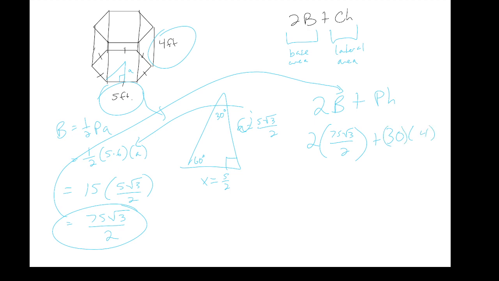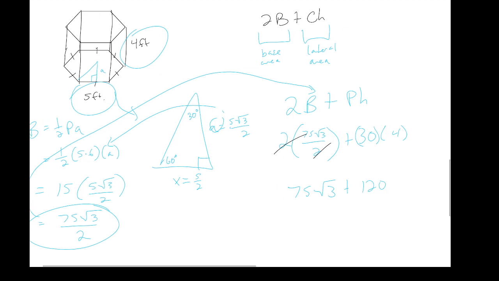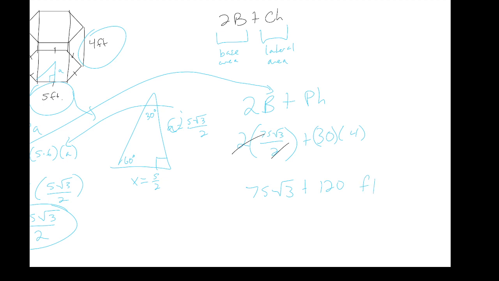Okay, let's evaluate. Watch what happens. A lot of this is going to get simplified out. 2 and 2 factor out. I have 75 rad 3 plus 30 times 4, which is 120. And actually, we can leave it just like that. And this was all in feet, so this will be feet squared. So there we go, guys.